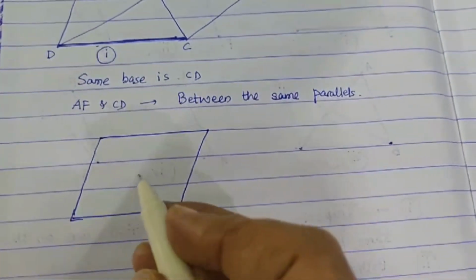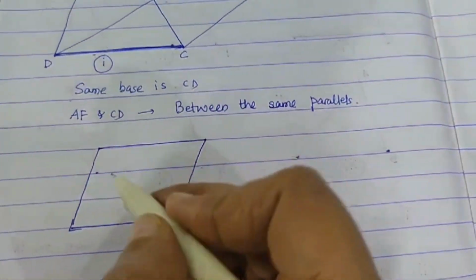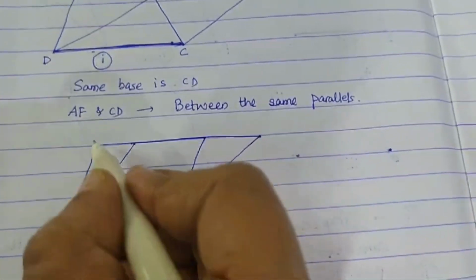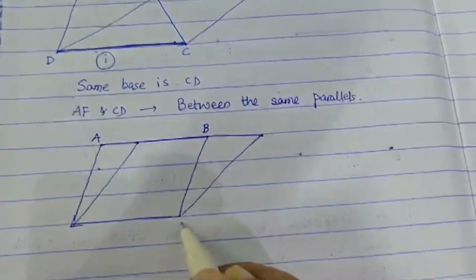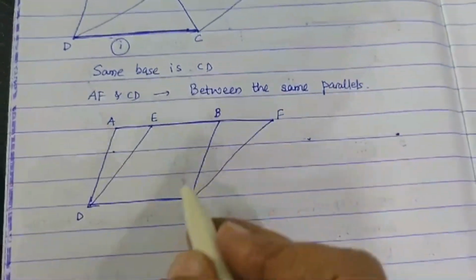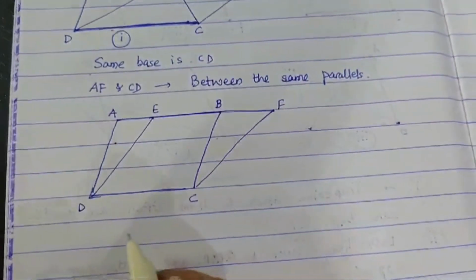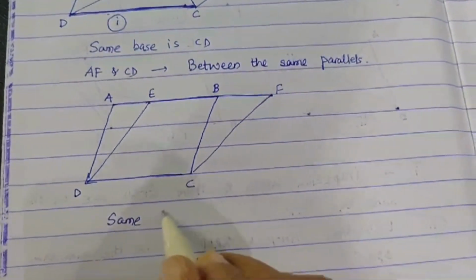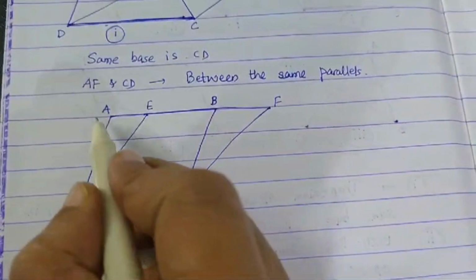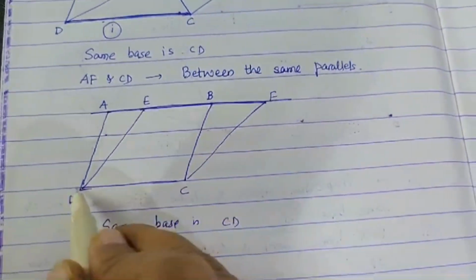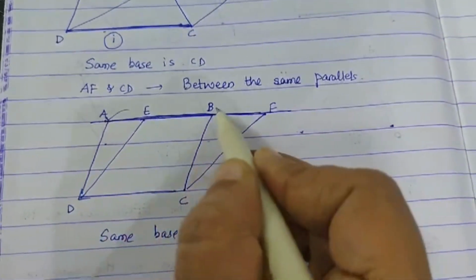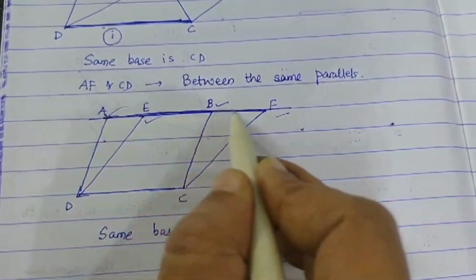Let us suppose this is a parallelogram and one more parallelogram like this. Let us suppose this is A, B, C, D and EF. So we are having two parallelograms ABCD and EFCD, and the same base is again CD, and these two parallelograms are lying between the same parallels AF and CD. You see, its vertices A and B and E and F are lying on the same line.